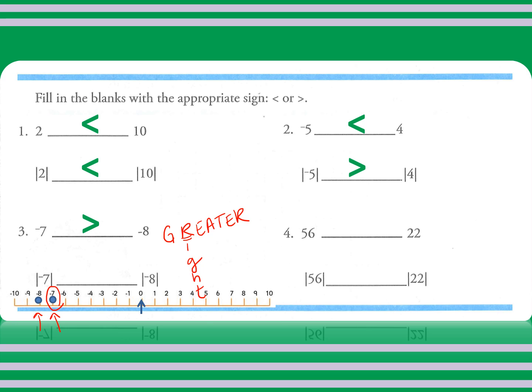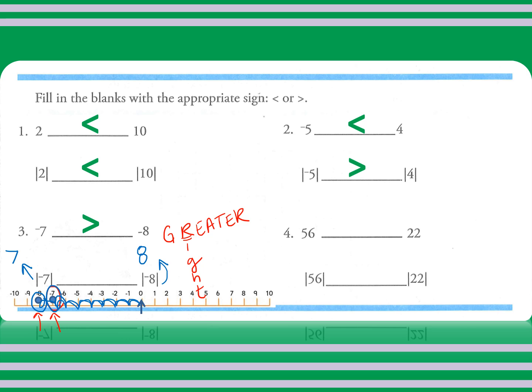Now, we're going to compare the absolute values. Negative 7's absolute value is 7 because it is 7 units away from 0. Negative 8 is 8 units away from 0. 1, 2, 3, 4, 5, 6, 7. And 1, 2, 3, 4, 5, 6, 7, 8.